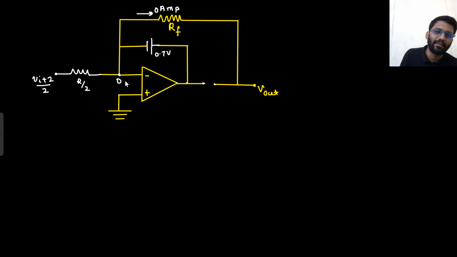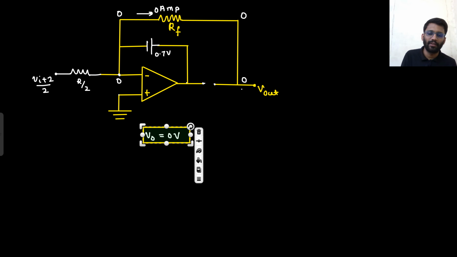If there is 0 ampere current, then this 0 will be simply copied directly here. This 0 will travel here. Then there is no voltage drop across RF. So this is 0 volt. This is also 0 volt. So V naught is equal to 0 volt. Say yes or no. What did you understand?